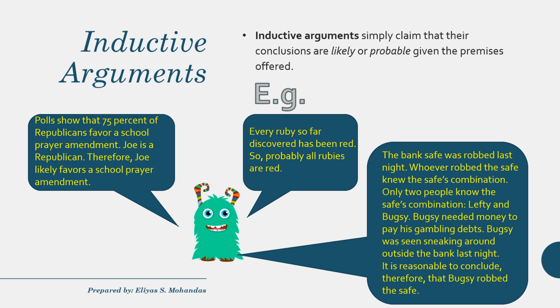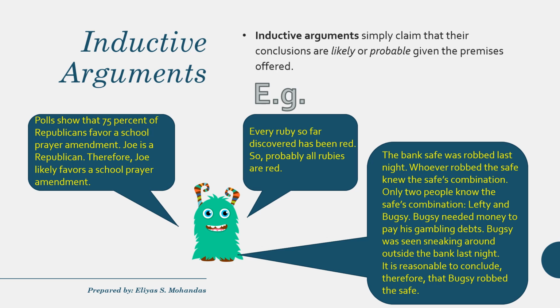Now, there's the word likely. Likely means there is a possibility. When there is a possibility, meaning you are not really sure, we are not certain that that is the conclusion. There is a probability, because when we look at the first premise, 75%, Joe could be part of this 75%. Therefore, Joe could be the one likely to favor the school prayer amendment. So automatically, this whole argument is an inductive argument. I hope you can get a picture right now, yeah?